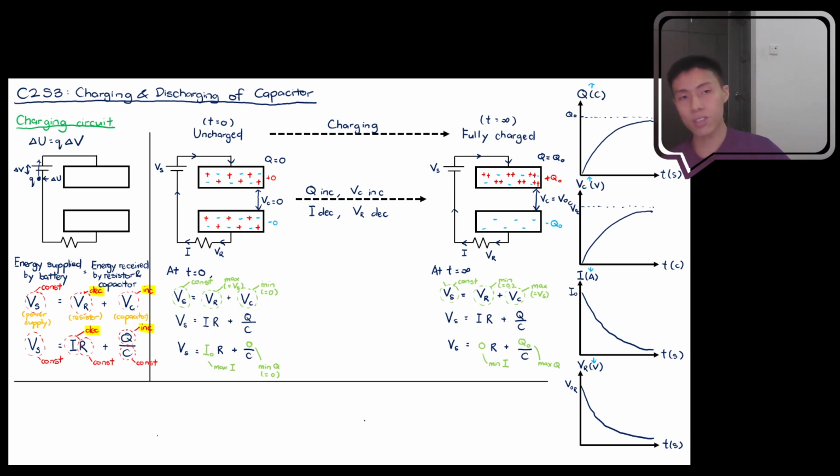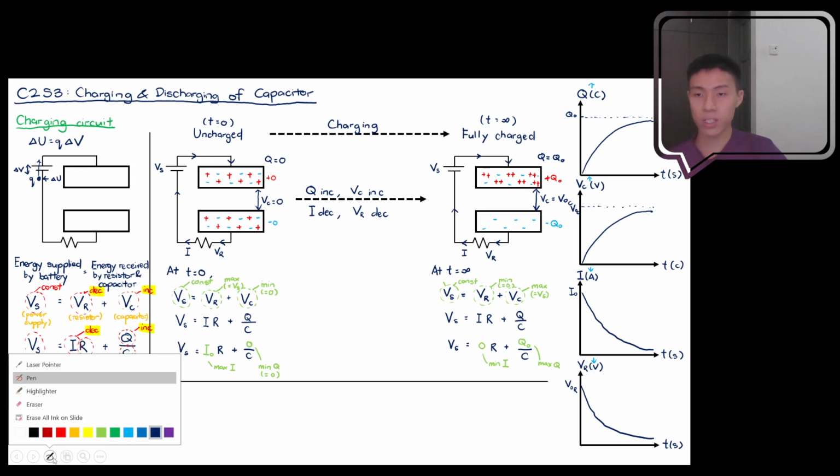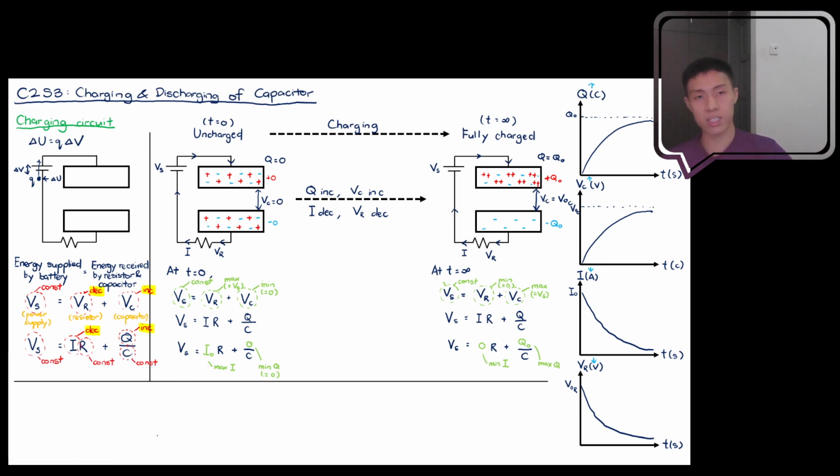Knowing this, we actually can attach equations to it. This is an exponential increase or decrease kind of relationship, so there's an equation for it. For this one, Q equals Q0 times (1 minus e to the negative t over tau). Tau is a new thing which I will explain later. VC equals V0C times (1 minus e to the negative t over tau).